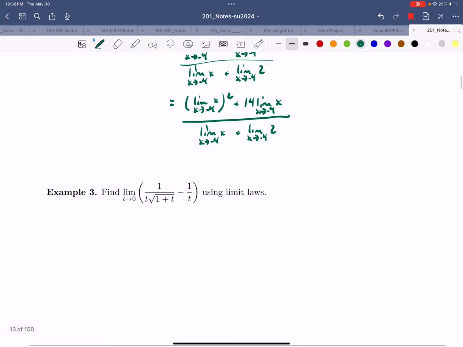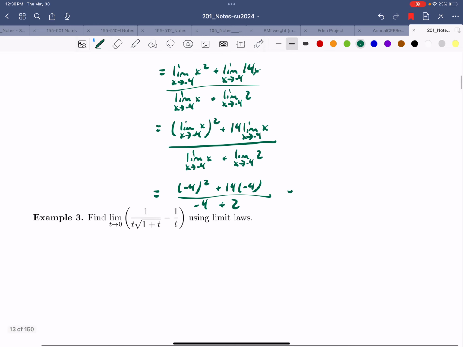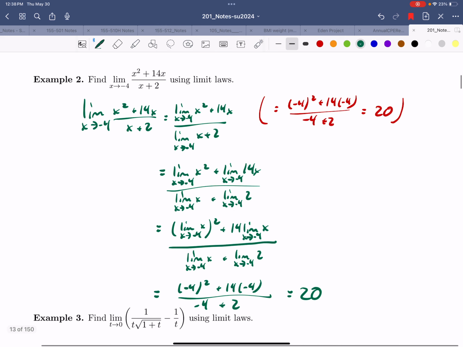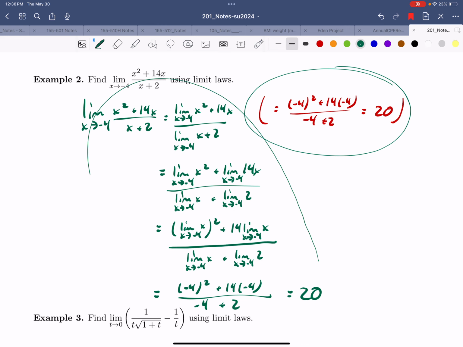And now, at this point, it's basic enough to say, look, the limit as x approaches negative 4 of x is just negative 4, right? Now it makes sense to plug in negative 4 when we can. And of course, in the case of 2, it's just 2, right? And now if you simplify it out, you get 20. So just to let you know that when we do this, we're really doing all of this just for you to know.